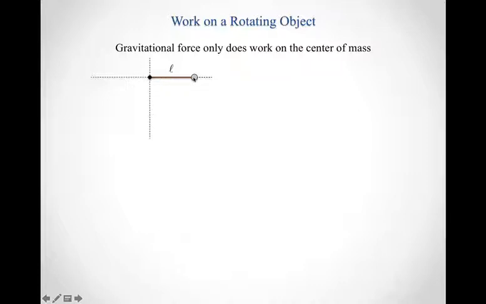string, its length is L, let's take some mass, attach it to the end of that string, we'll hold it out perpendicular, we'll release it from rest, and that mass will swing down. And so we're interested in figuring out how fast the mass is moving when it gets down here at the bottom. One way to do that, of course, is to think about conservation of energy.